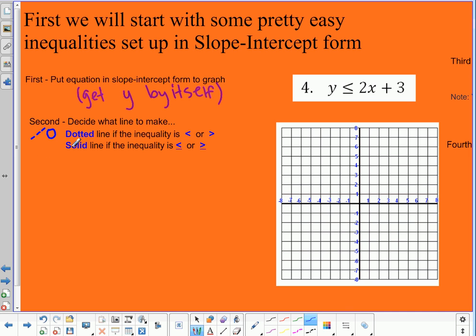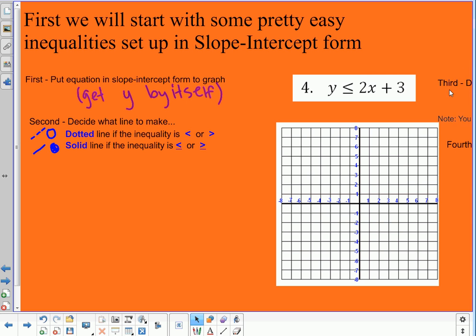And a solid line if I have less than or equal to, and greater than or equal to. So this was when we would have a closed circle, and on a coordinate plane, it's going to be a solid line. Okay, so that's the next thing I have to do. So I have two decisions to make. First one is decide what line to make.